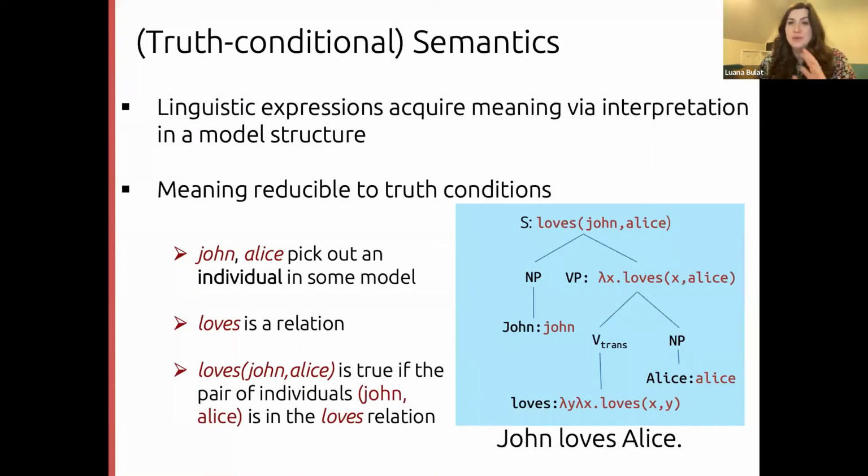If any of you are interested in linguistics, you might have heard about this, but the traditional view of semantics in a model theoretic approach was that linguistic expressions acquire meaning via interpretation in a model structure. Here, each model structure has a set of entities. Intuitively, these represent objects or people in the world, here John and Alice in the example I have. And the meaning of a content word, here love, is called a predicate and is formalized as a mathematical function that maps individuals to truth values.